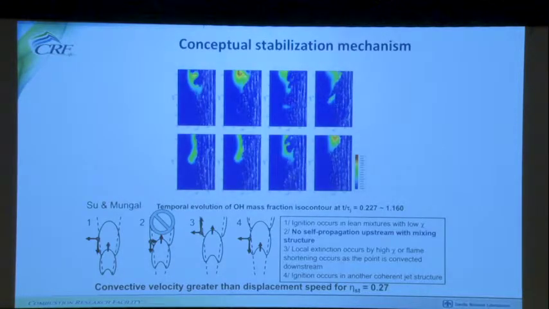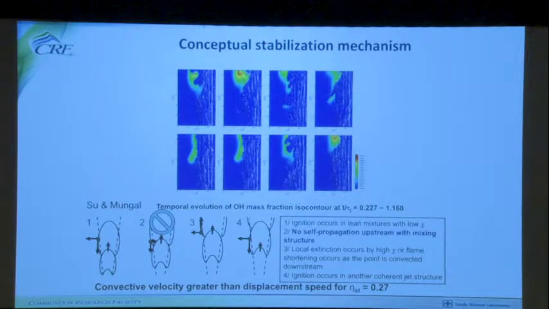So from these statistics, we concluded that there's this conceptual stabilization mechanism, and Lester Su and Godfrey Mungall had described this earlier for lifted flames in the absence of heated cold flow. And so what we find is that initially you have ignition occurring under very lean mixtures with low scalar dissipation rate, low mixing rates. And so this is the preferred mixture fraction where ignition delay in a homogeneous mixture would ignite the soonest. We don't see self-propagation upstream with the mixing structure, which is that of a jet. And this is what Mungall's diagram of this looks like. You get these coherent jet structures that shed with the preferred frequency.